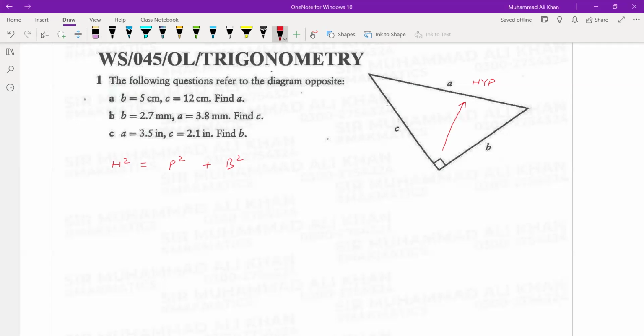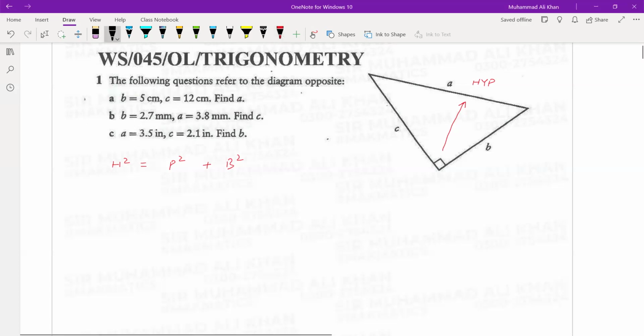Hypotenuse square equals perpendicular square plus base square. Hypotenuse is that side which is always opposite to 90 degrees and hypotenuse is the longest side. Perpendicular and base, you can use either, in case of Pythagoras theorem, right?